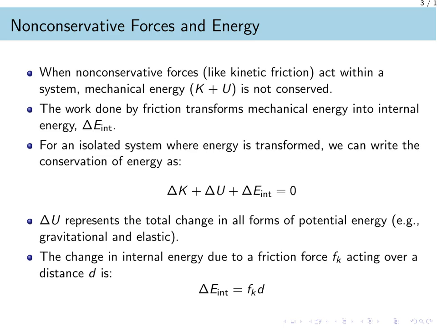For an isolated system, we can write a more general conservation of energy equation: the change in kinetic energy, delta K, plus the change in total potential energy, delta U, plus the change in internal energy, delta E internal, must equal 0. The change in potential energy, delta U, includes all forms, such as gravitational and elastic. The change in internal energy created by a friction force, F sub k, acting over a distance d, is simply delta E internal equals F sub k times d. The key takeaway is that total energy is still conserved if we account for the internal energy.